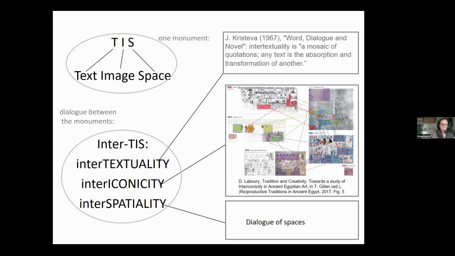And intericonicity is another term, which has been brought by Dimitri Laboury to the field of Egyptology, who proposes to apply the same thoughts to iconography. While we know that in Egyptian art the text and the image complement each other, or they're used interchangeably, speaking of the dialogue between, let's say, two scenes, we would apply to it intericonicity or intertextuality, or both.